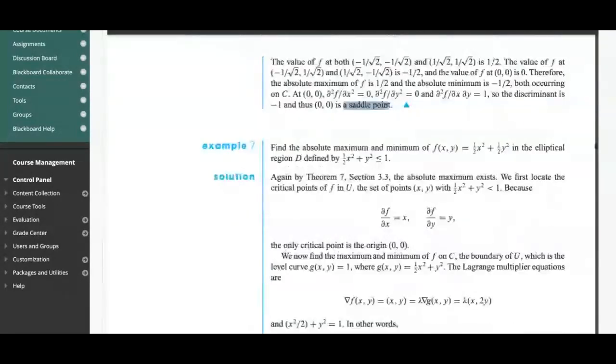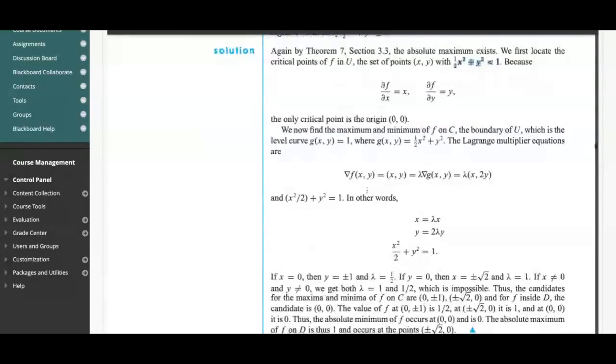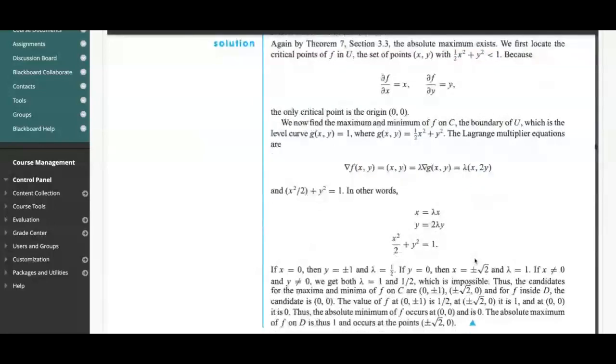All right. Let's see this one. The function is defined as this: half x squared plus half y squared. The constraint, or this closed bounded set, is given as this: half x squared plus y squared less than or equal to 1, same as example 6. Okay, we separate this closed and bounded set into 2 parts. For the open set, we use the first derivative and second derivative test. And for the closed set, we use the Lagrange multiplier. All right, so same way.